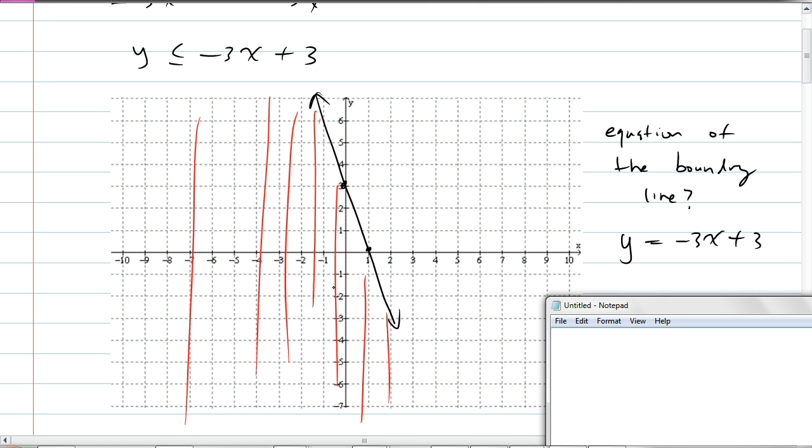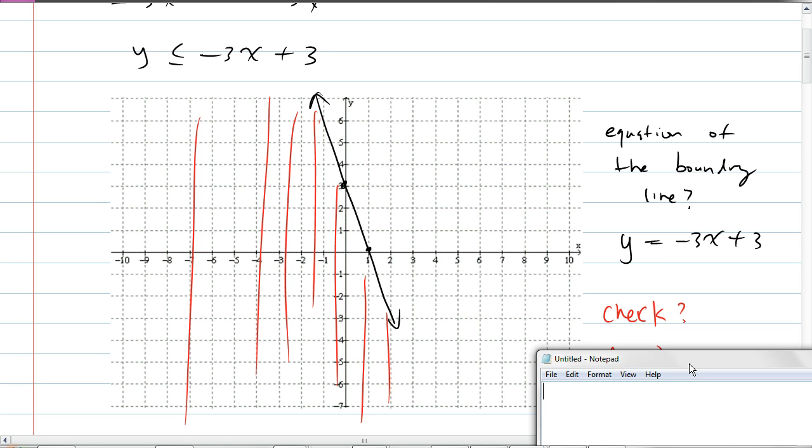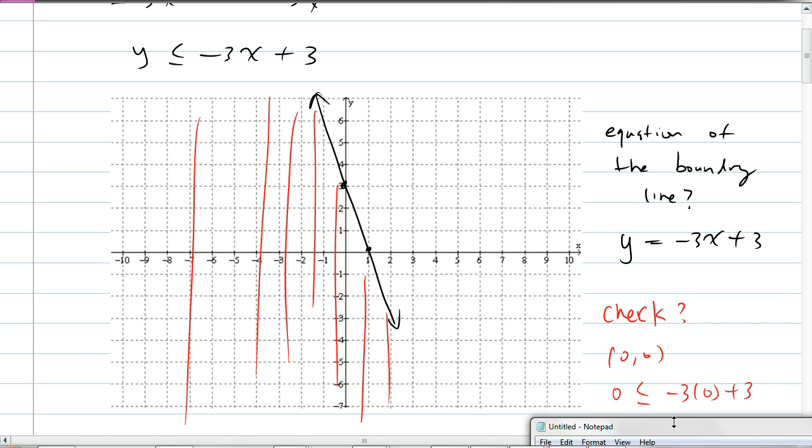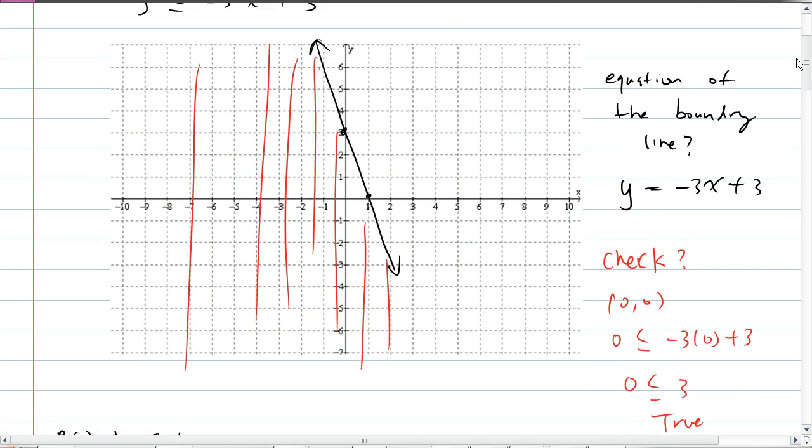Why choose 0, 0? That's the easiest one to plug in, isn't that right? You could plug in 1, negative 5 or something, but why do that, right? Why not just choose 0, 0, which happens to be part of your solution? When I plug it in, guess what? I get 0 less than or equal to what? 3. Is 0 less than or equal to 3, guys? Isn't that true? So we know for sure we did this correctly. Does that make sense? Do you guys remember this? Isn't this how we check and see whether we got the right answer?